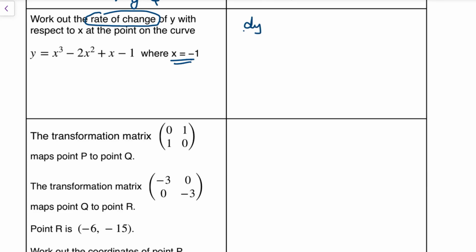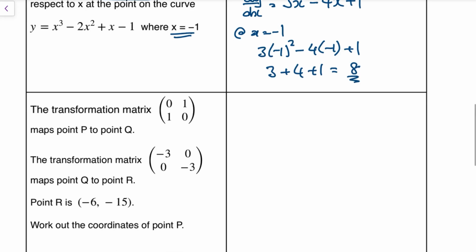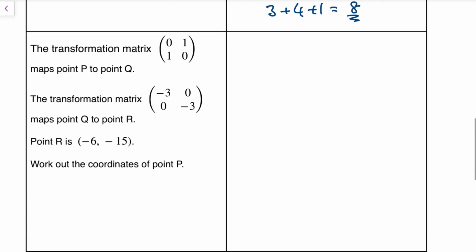So dy/dx is going to be equal to 3x squared minus 4x plus 1. And I want to work out that at x equals minus 1. So I'm going to show what I'm doing. So it's 3 times (minus 1) squared, minus 4 times (minus 1), plus 1. Well, minus 1 squared is 1, so it's 3. Minus 4 times minus 1 is plus 4, plus 1. And so all that's going to come together to give me a gradient of 8.